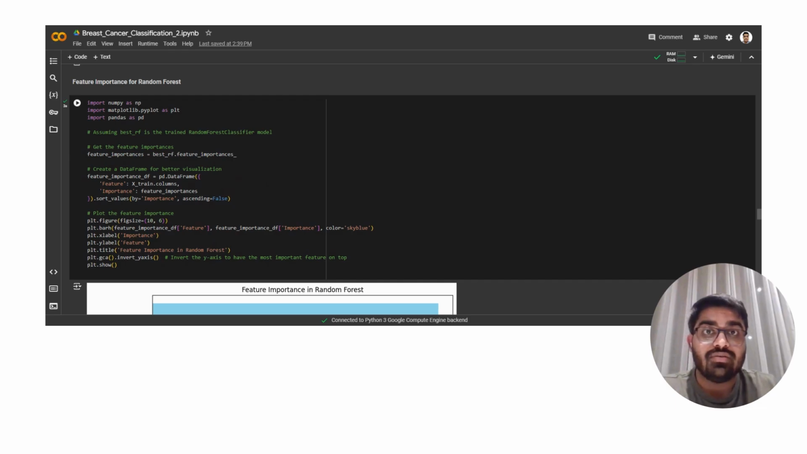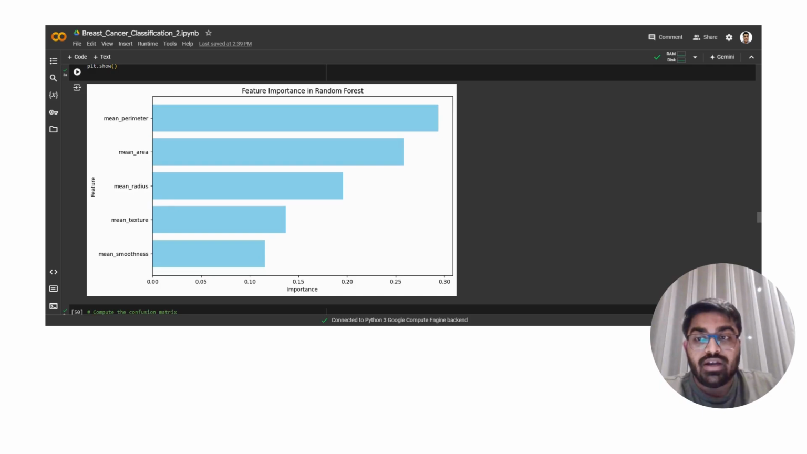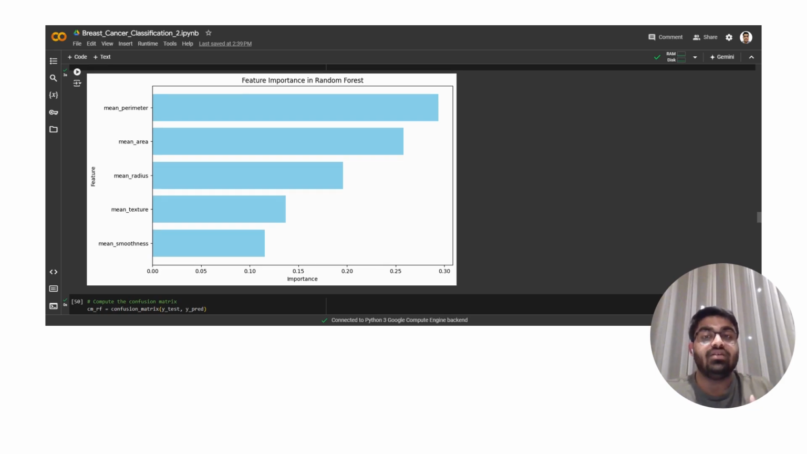For the feature importance of random forest, it took into account every single variable: mean perimeter, mean area, mean radius, mean texture of the tumor, and mean smoothness. The order of importance diminishes with each variable. However, it has taken into account every single variable, and it's giving justice to the classification. So that's why we feel it's the best classifier out of the other six.